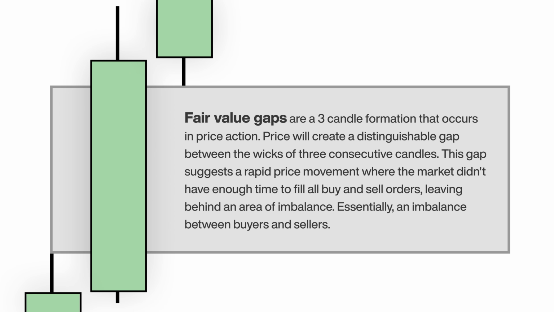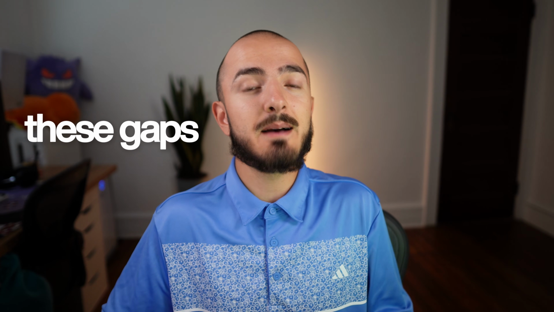Basically, when there is an imbalance of sellers or buyers in the market, when there's displacement and energy, price will create these fair value gaps, aka imbalances. These gaps suggest a rapid movement in price, basically where price didn't have enough time to fill all buy or sell orders in the market, leaving behind an imbalance in price action. Essentially, fair value gaps are just imbalances of buyers or sellers.